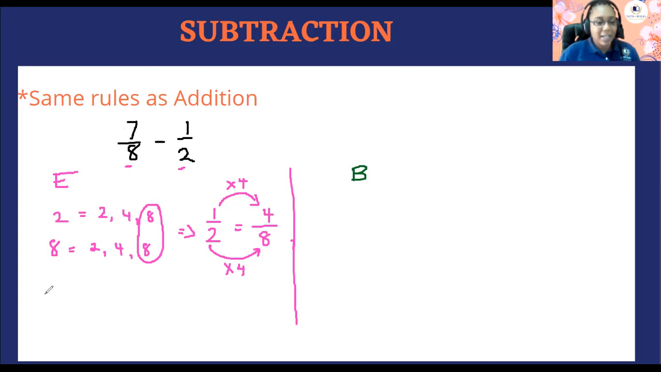So our next line would be 7/8 minus 4/8. Right? We can now rewrite the equation. They have the same denominator now, so that remains the same. Right? 7 minus 4 will give us 3/8. Right? So write that down in the meantime.